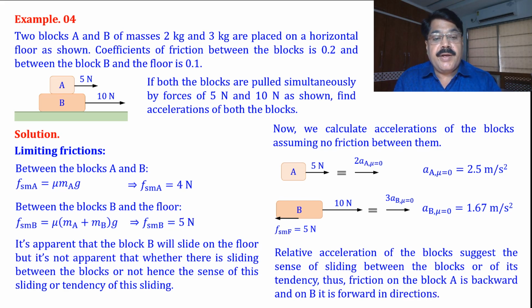Why have I said sliding or tendency of sliding? Because I am not sure. At present we are not sure whether there is sliding or not, but we are sure there is friction. If there is friction, it will act in this direction. Now we decide whether there will be sliding or not. For that, we calculate the friction required to prevent sliding and compare it with its limiting value, which is 4 Newton.